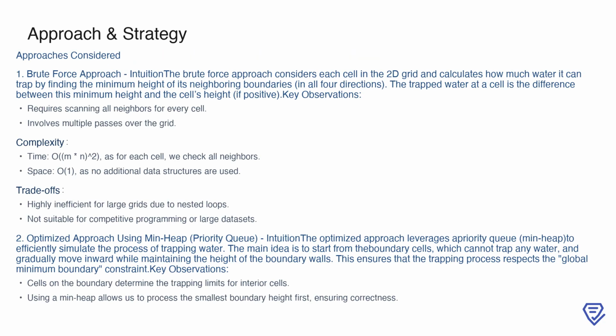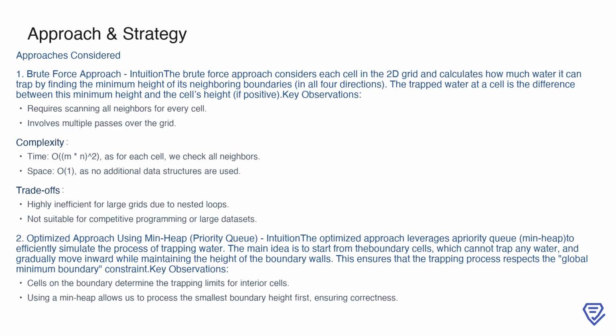To solve the problem of trapping rainwater in a 2D grid, we first considered the brute force approach. The intuition here is straightforward. For each cell in the grid, we calculate how much water it can trap by examining the minimum height of its neighboring cells in all 4 directions. If the minimum boundary height is greater than the cell's own height, the difference between these values represents the trapped water at that cell. However, this method requires scanning all neighbors for every single cell, which leads to multiple passes over the grid. This makes it computationally expensive.